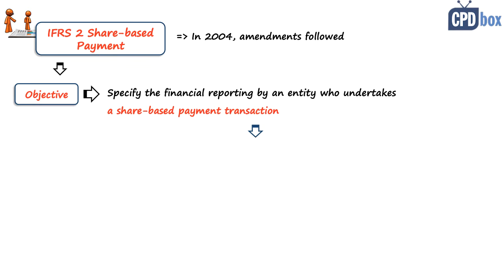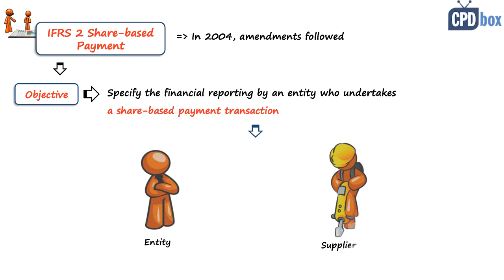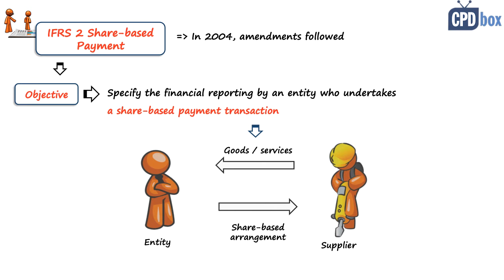It is a transaction in which the entity receives goods or services from the supplier of those goods or services, including an employee, in a share-based payment arrangement, and we'll define it in a minute. So if this is the case, then the entity must apply IFRS 2 for reporting this share-based arrangement.